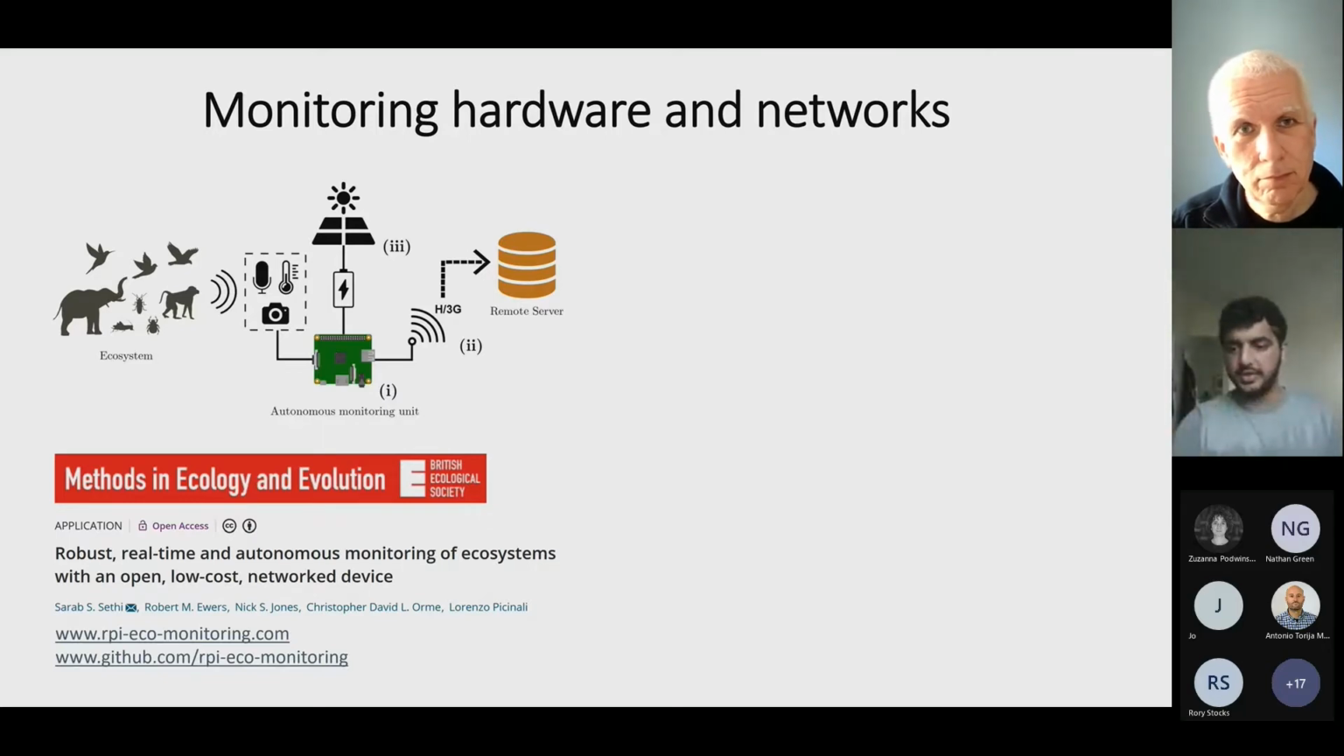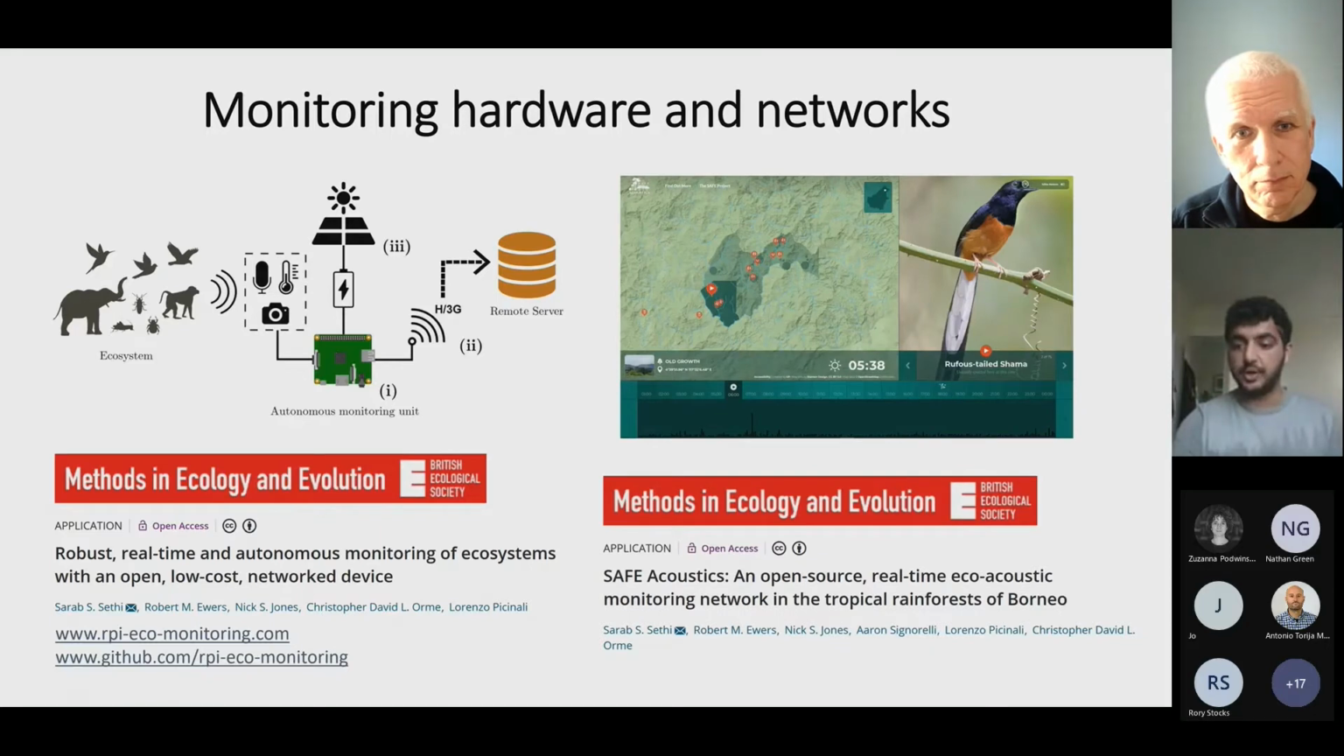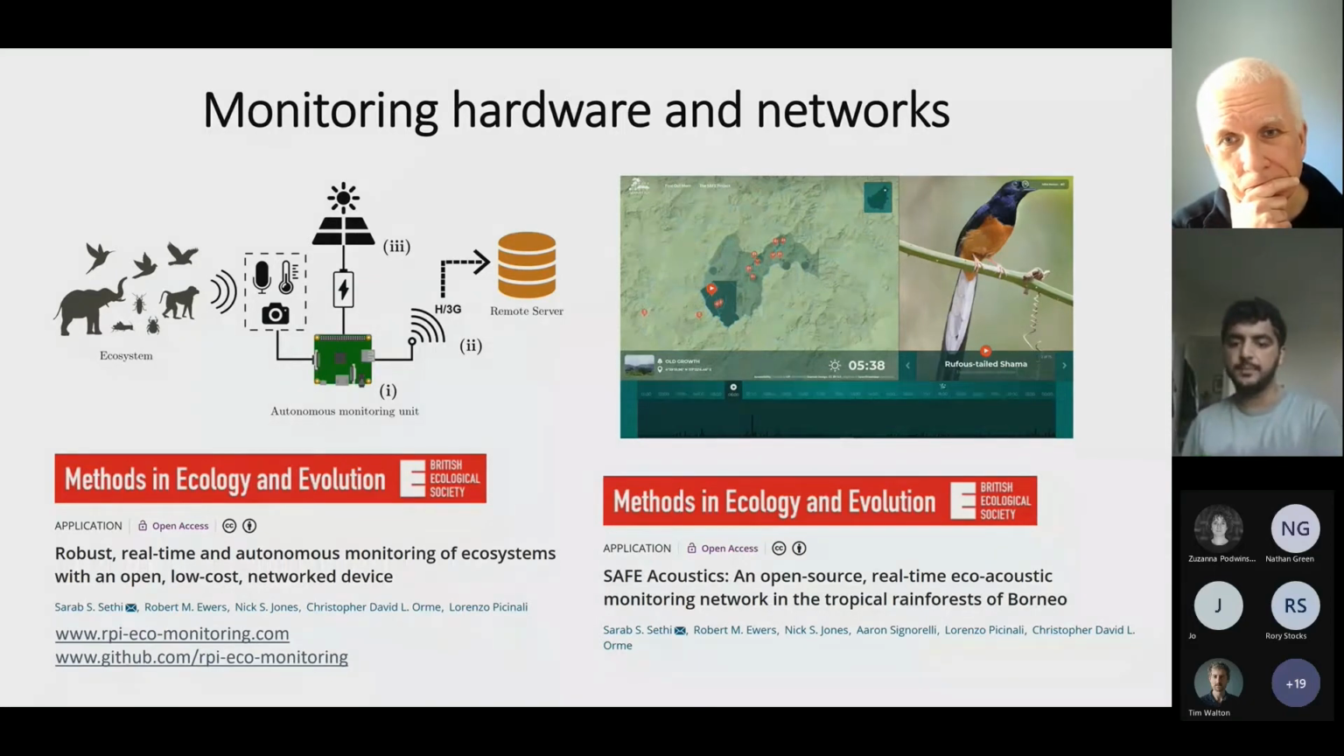We then deployed this device, or 14 of these devices, in the SAFE project, and this is the Safe Acoustics website. I haven't actually put the link in, but if you just Google Safe Acoustics, there's this website where you can scan across our network, which had 14 recorders, some in virgin tropical forests, some in logged forests, some in oil palm plantations, and you can listen to how the soundscape changes across them.